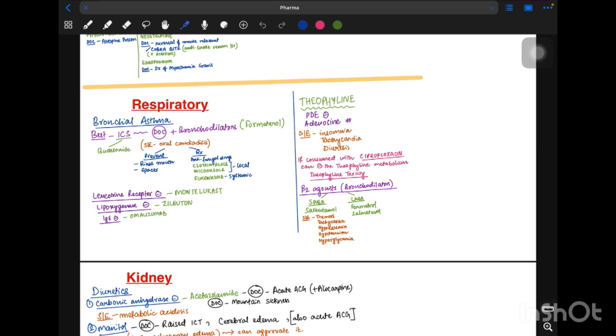What is the treatment of oral candidiasis? We have to give antifungal drugs for treatment. Examples are clotrimazole, miconazole and fluconazole. Clotrimazole and miconazole are local drugs, whereas fluconazole is a systemic drug.